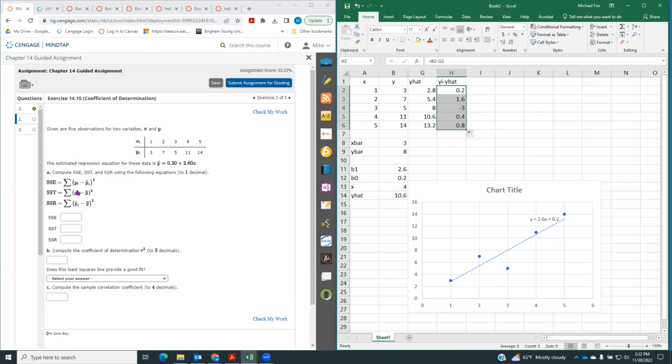Then to find what they call the error, we're going to take this number, the difference between what we actually saw and what we expected to see, and we're going to square it.